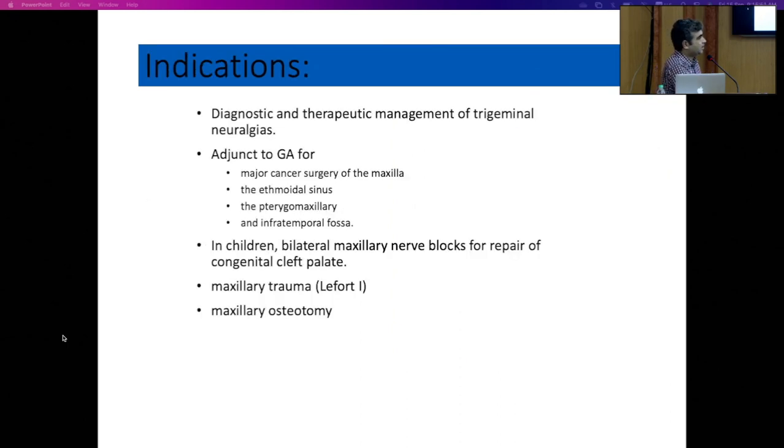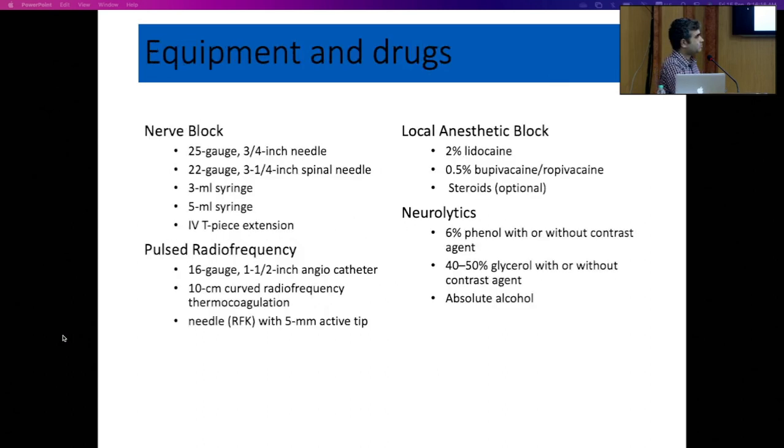So what are the various indications for the diagnostic and therapeutic management of trigeminal neuralgia? As an adjunct to GA for major cancer surgery to the maxilla, ethmoid sinus, maxillary and infratemporal fossa. In children, you can have wonderful postoperative analgesia if you give a bilateral maxillary block for the repair of congenital cleft lip and palate. And in maxillary trauma and maxillary osteotomy, the block may be used.